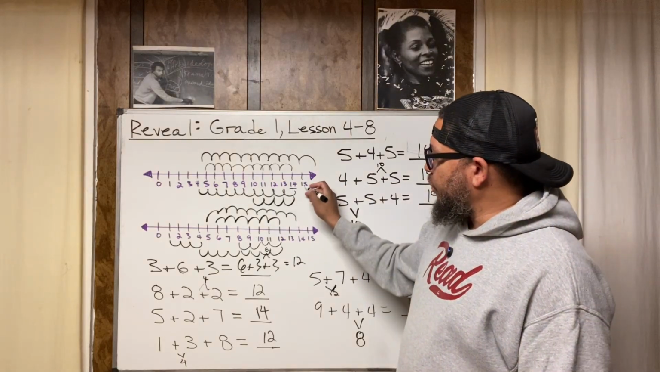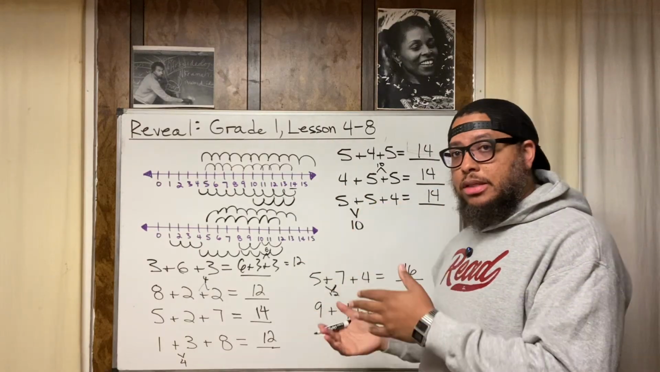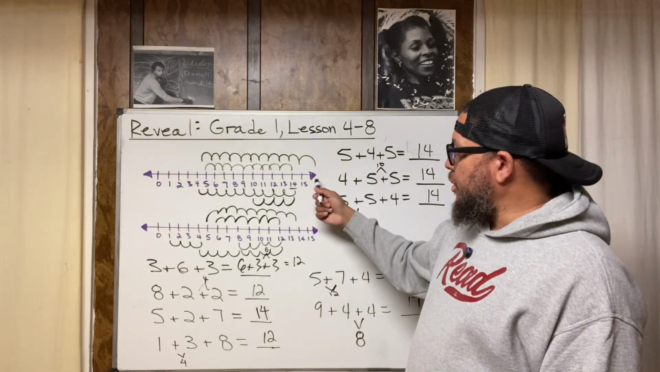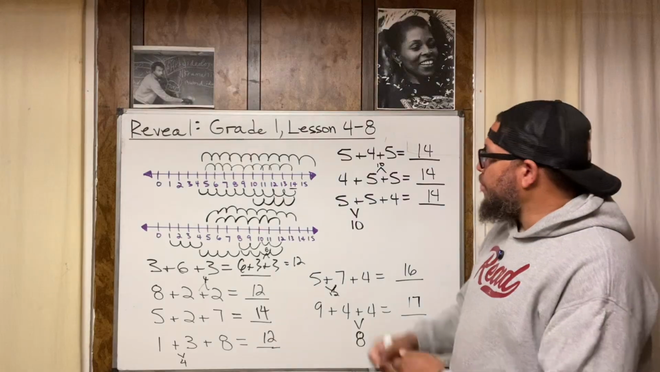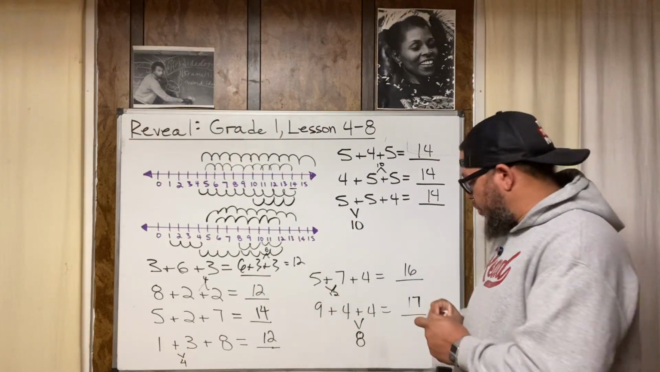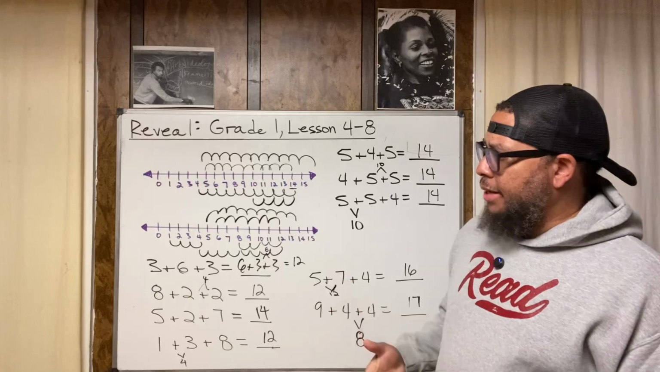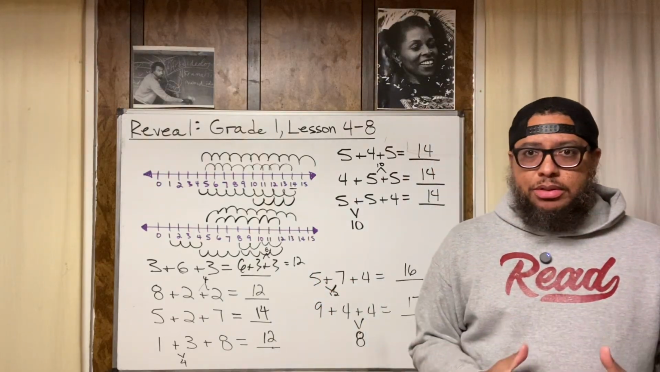Because 9 plus 6 is 15. So 2 more in addition to 6 would be 8. So you would go 16 and then 17. All right. But this is lesson 4-8, grade 1 from the Eureka curriculum. And I just want us to understand adding three numbers.